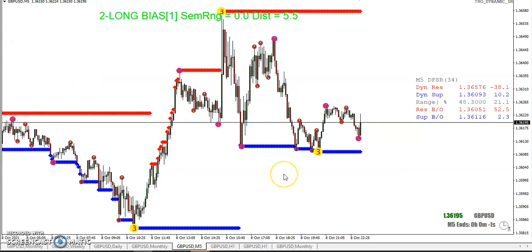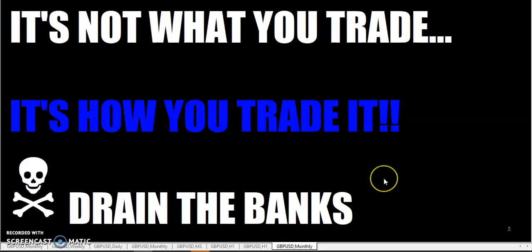Okay, so that being said, once again, it doesn't matter if you use my indicators or not, somebody else's, or you're naked chart trading. It's not what you trade, it's how you trade it.